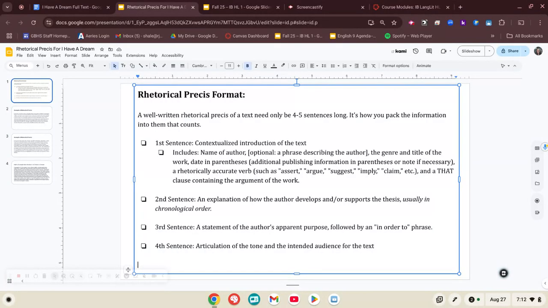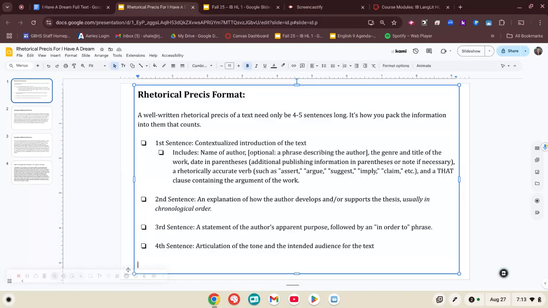Sometimes the purpose already has your in order to. So if you say Martin Luther King Jr.'s purpose is to unify the audience, you would definitely want to say in order to convince them to continue to fight for racial justice. But if you said the author's purpose is to mobilize the audience to continue to fight for social justice, you would not need an additional in order to.